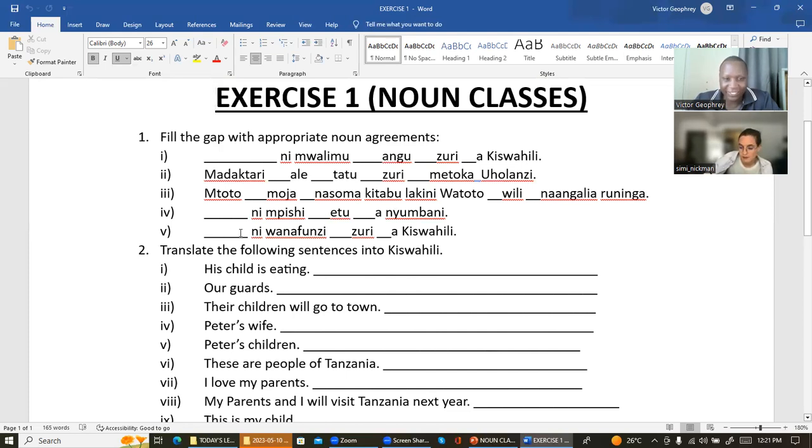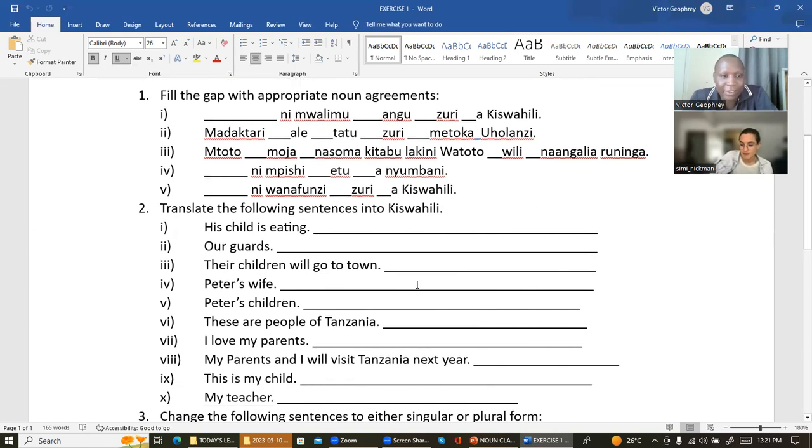And the last one? Wanafunzi. Let's say, hawa ni wanafunzi wazuri wa Kiswahili. Yes. Very good. You get 100%. You're very smart. So for the next exercise, question number two, you do it.